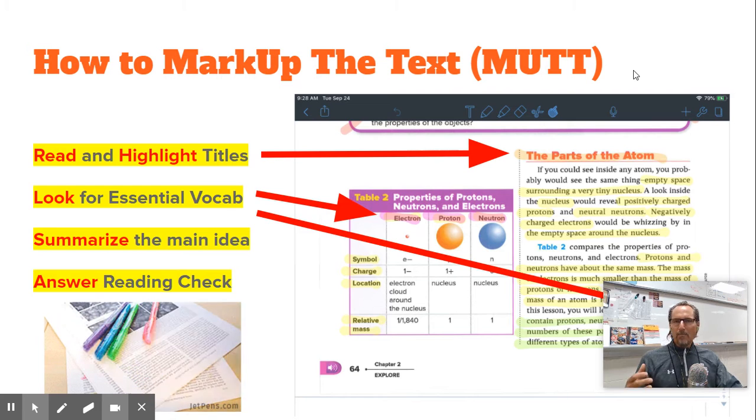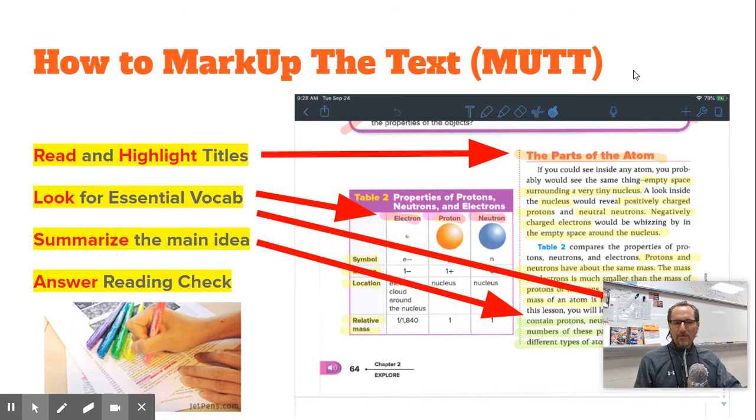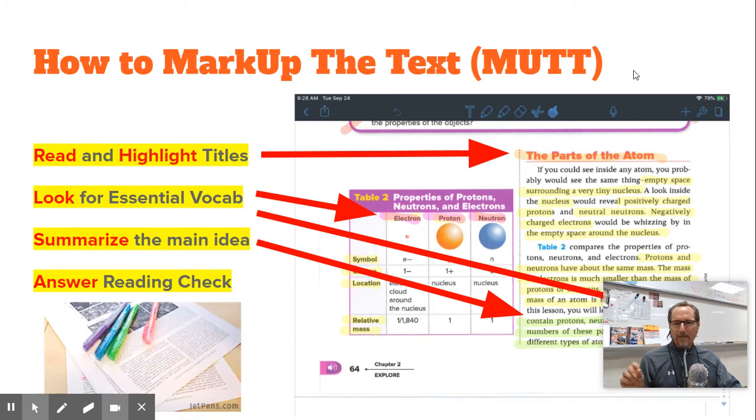The next thing I want to do, as I'm reading, is look for essential vocabulary. We outlined at the beginning of this essential learning specific and important words that we're going to need to know. And so we actually already defined those. As I'm reading, if I see one of those words, I want to highlight it probably in a different color than the rest of the things. I also want to look for a summary idea or a summary statement within the paragraph or within that section. Textbook writers do a really good job of highlighting those important things, so look for those.